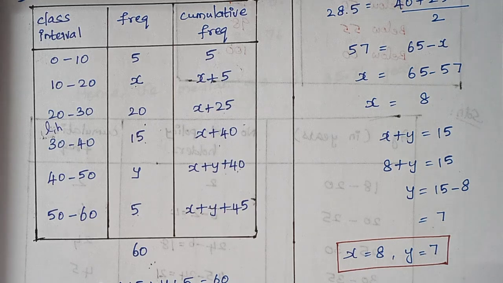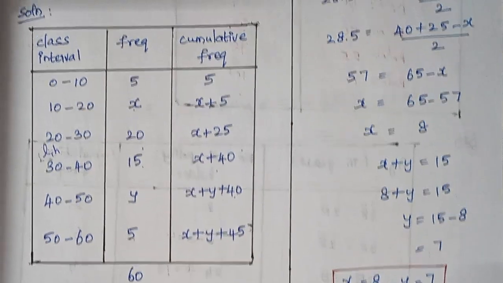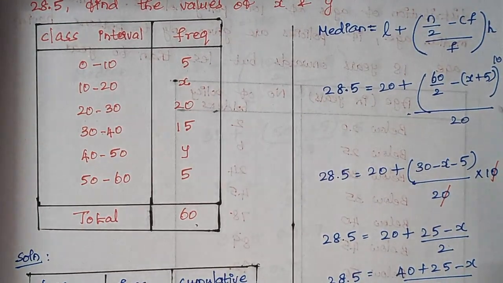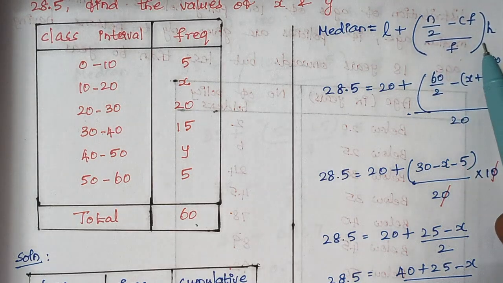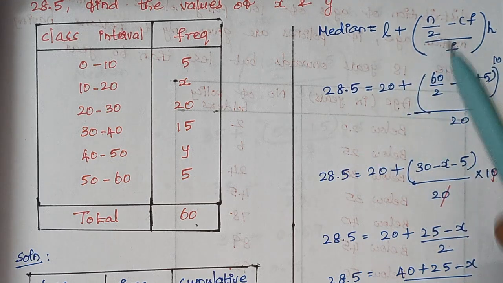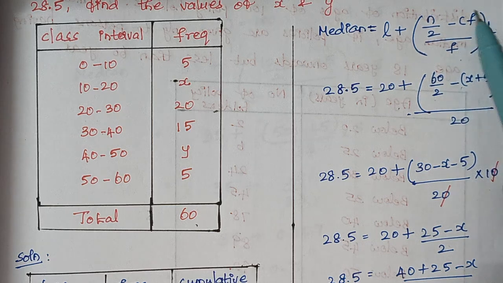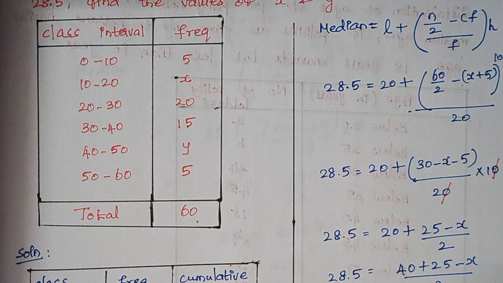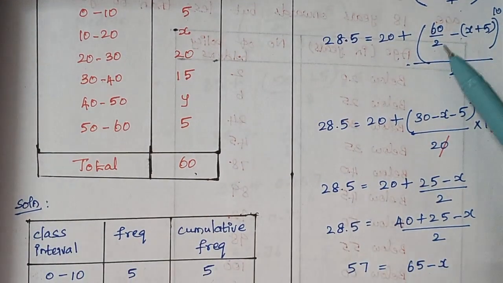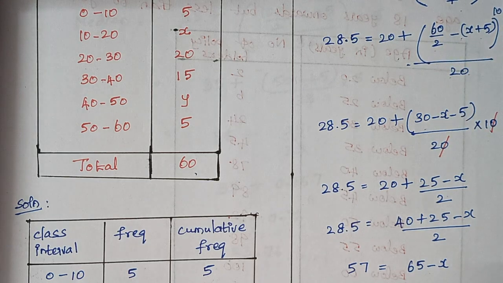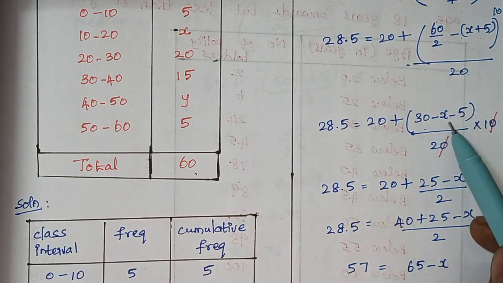Right. Now we are going to substitute all these values in the median formula. So what is the formula for median? Median is given as L plus n by 2 minus CF by F into H. So here median is 28.5, the value of L is 20, and what about n? It is 60. So 60 by 2 minus cumulative frequency x plus 5, into H, the value of H is 10, divided by F, the F value is 20. So when you simplify, 60 by 2 becomes 30, and I am bringing this negative sign inside the bracket. So here it is 30 minus x minus 5.